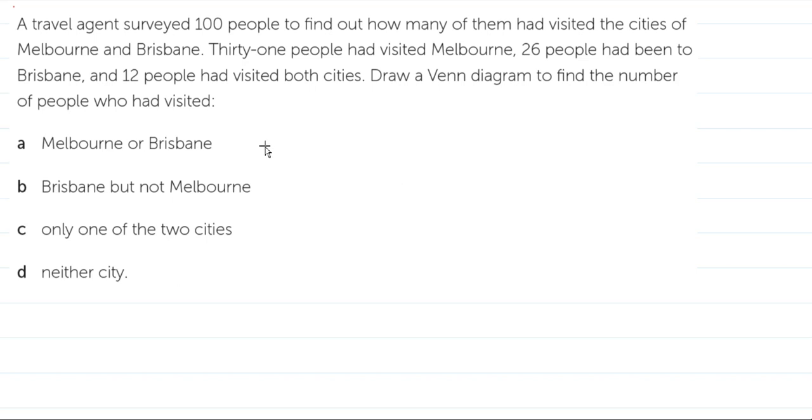Hello friends, here we are going to solve this problem on Venn diagram.